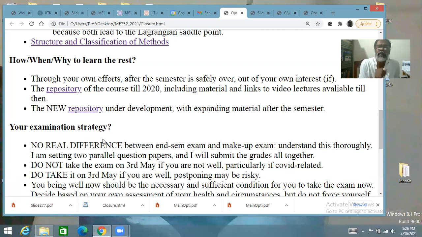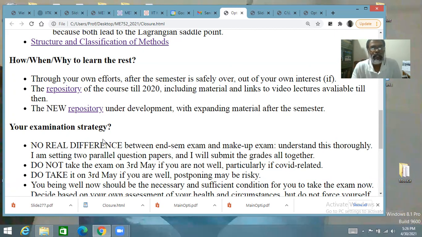So if you are suffering from COVID or some other ailment, and you are not in a position to take the exam, then make the appropriate paperwork with the academic section and don't take it on 3rd May. Don't spoil your exam. Because if you take it on 3rd May, then during makeup exam you will not get a second chance. That is according to institute rules. You cannot say that I will appear in this also, I am appearing in that also, whichever gives me more marks. No, that is not fair. So you will take one exam, either this one or the makeup exam.